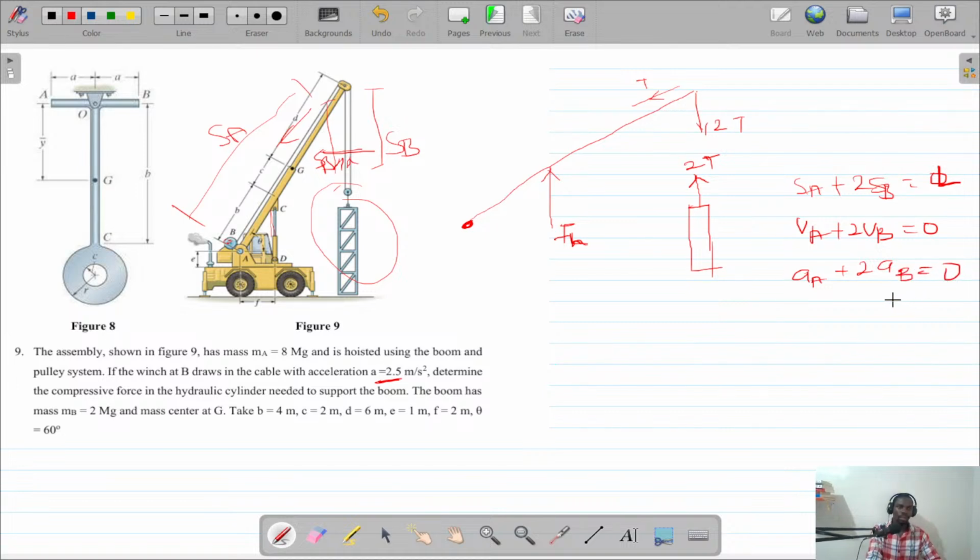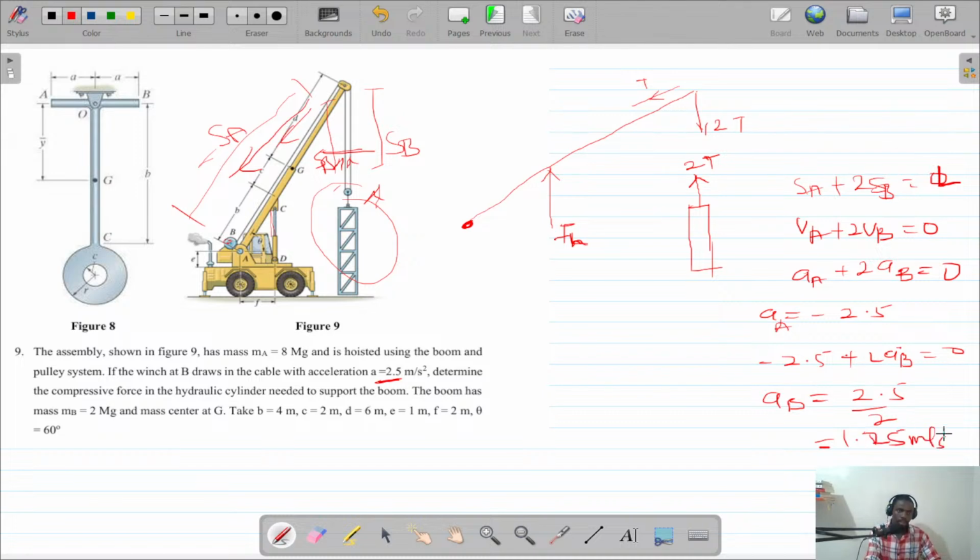Okay, so from here it is pulling it down, so that means we are going down, negative, and then this one should move up, positive. So we are making A to be negative. The acceleration of A will be negative 2.5, and that means negative 2.5 plus 2 acceleration of B is equal to 0. Acceleration of B will be equal to 2.5 over 2, and that will be 1.25 meter per second squared.